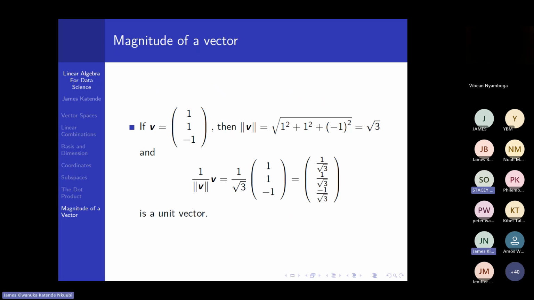Take the vector with entries 1 over square root of 3. Okay. Automatically you are supposed to get 1, right? Let's verify this. Pick your pen and paper and compute the magnitude of this.